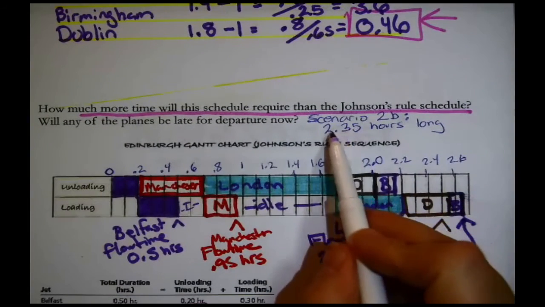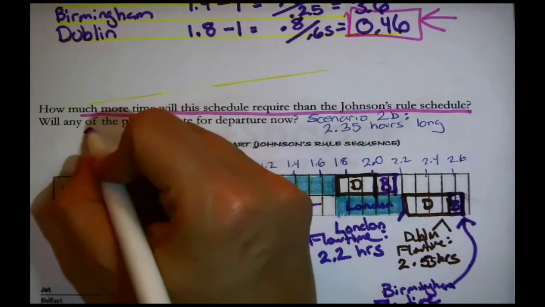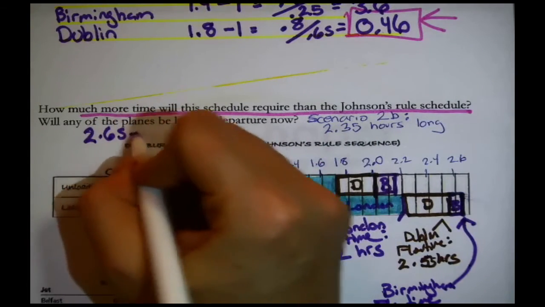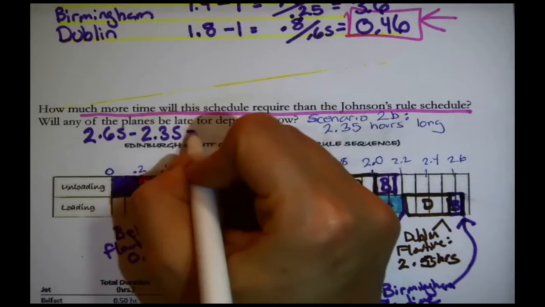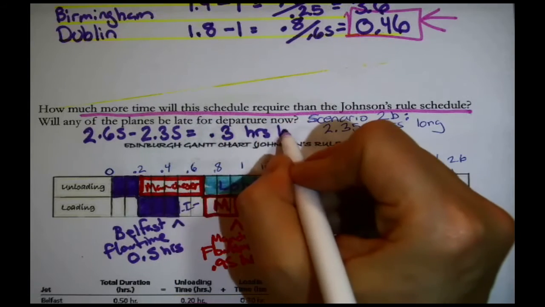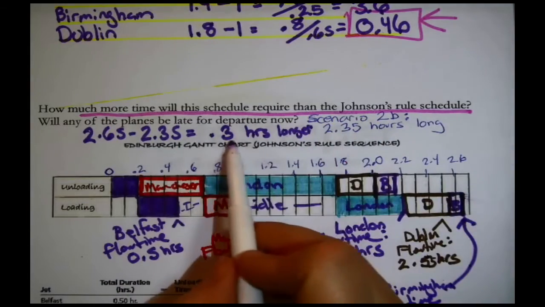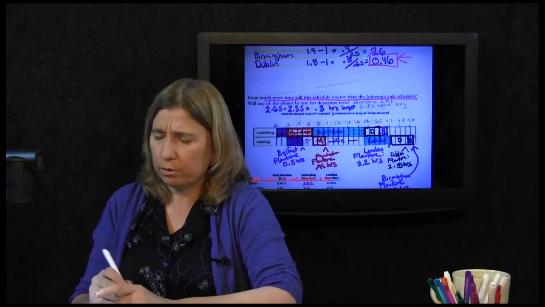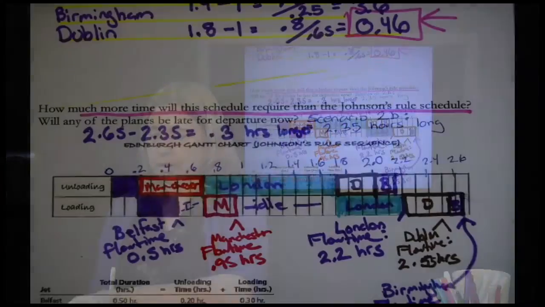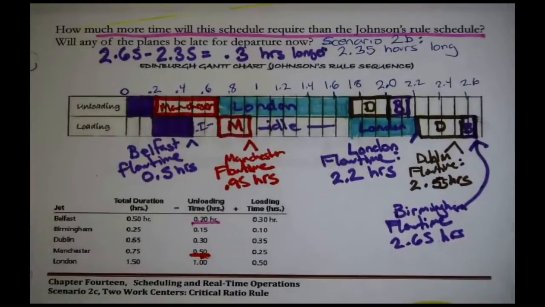There's your answer, because from scenario 2B, that other sequence was only 2.35 hours. So you could say 2.65 minus 2.35 is, what's that, 0.3? How much more time will the schedule require? It is 0.3 hours longer. There's your answer right there to that question. Will any of the planes be late for departure now?